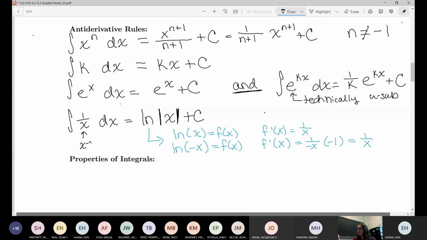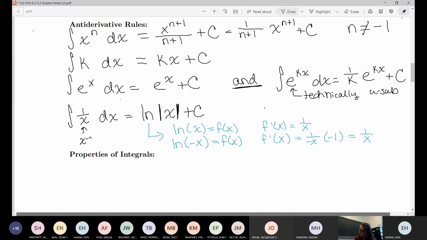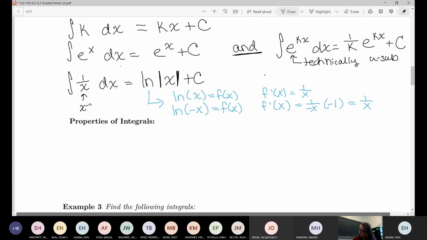So we have a few properties of integrals. Now they're very similar to the properties we had of derivatives. I might not have called them properties, but let me try to keep as much of this in here as possible. Let me scroll down past the power one because hopefully everyone has that down. There we go.